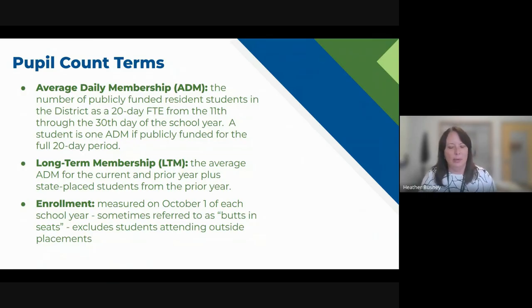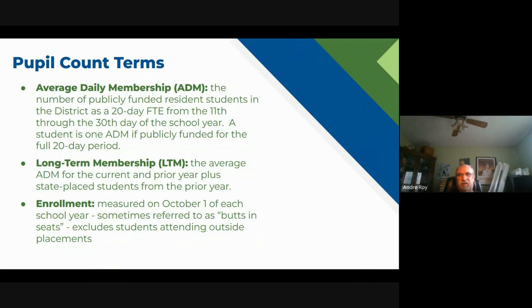As we've been working with the Agency of Ed, we've heard it referred to as butts in seats, which is not a great term, but it's helpful to think of it that way because it does exclude students who are attending outside placements. So if we have a student that's going to Baird School, for example, they are not part of our enrollment because they are not sitting physically in our classroom. Half enrollment, is that counted as the butts in the seats?